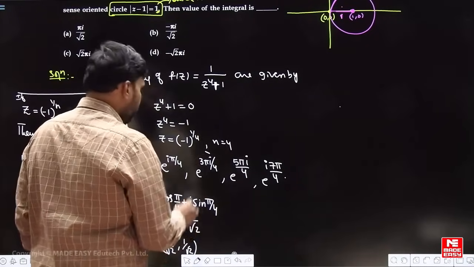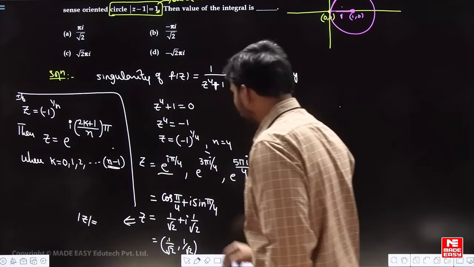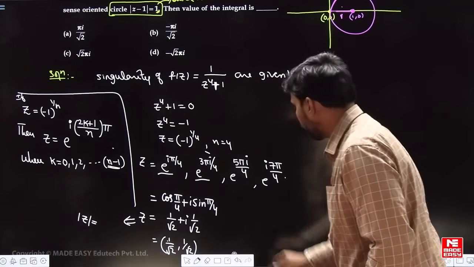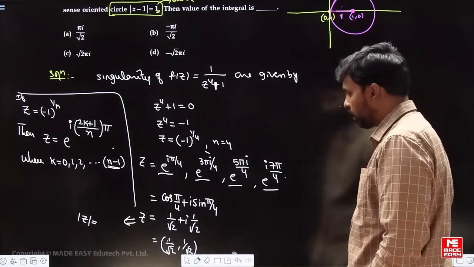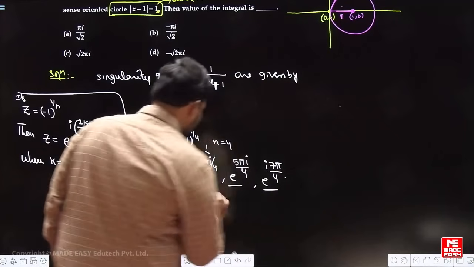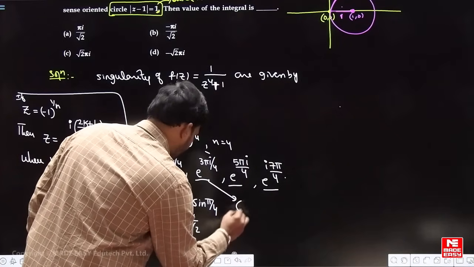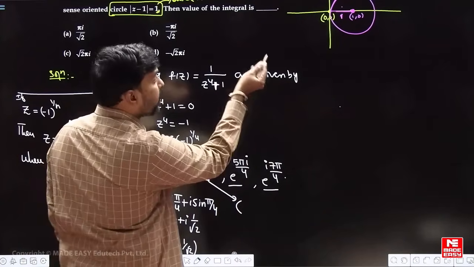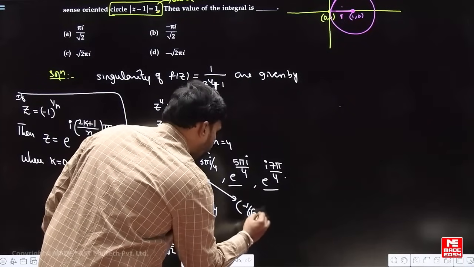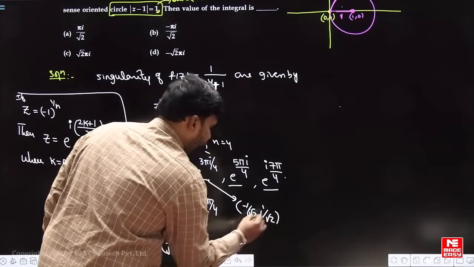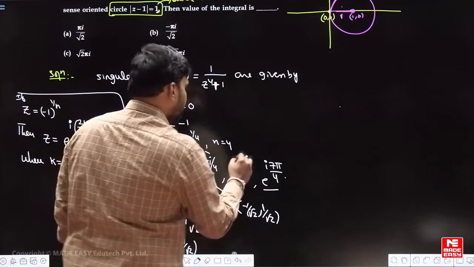So this is in the first quadrant, this is in the second quadrant, this is in the third quadrant, and this is in the fourth quadrant here. And this point is in the second quadrant, where x is negative. So that means minus 1 by root 2 comma 1 by root 2 here. Okay. And this one is what?